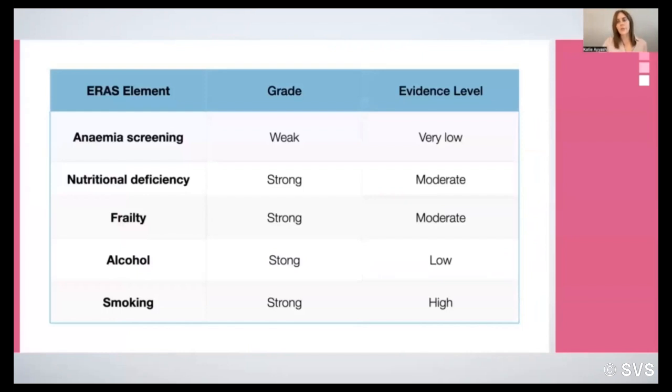So the quality of the evidence was graded using the GRADE approach, and these were graded as either weak or strong, and the recommendations were made on the quality of the evidence ranging from very low to high.